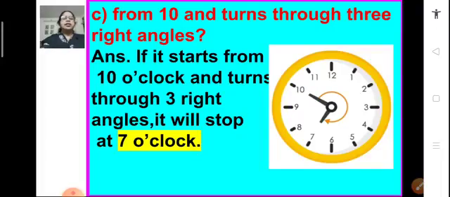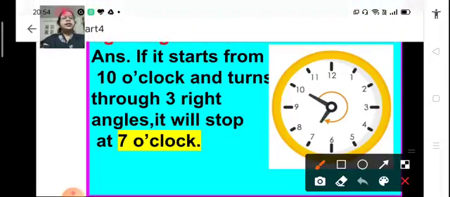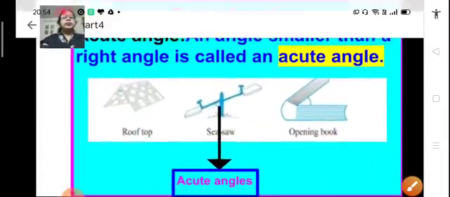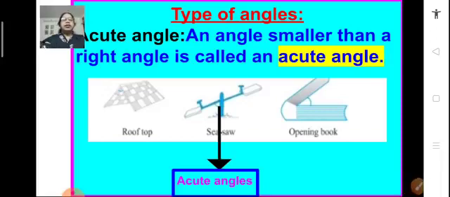Now it starts from 10 and turns through 3 right angles. So our hand starts at 10 here and it turns through 3 right angles. So where will it reach? It will reach 7. So it will show 7 o'clock time. So with that we come to the end of exercise 5.2. Now, let us move on to the next topic, that is types of angles.